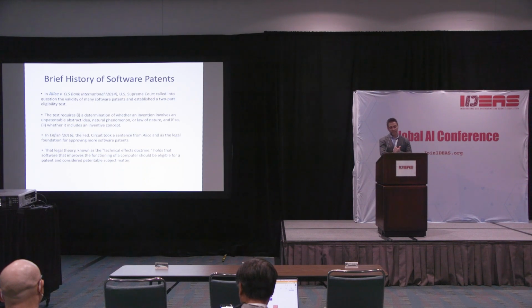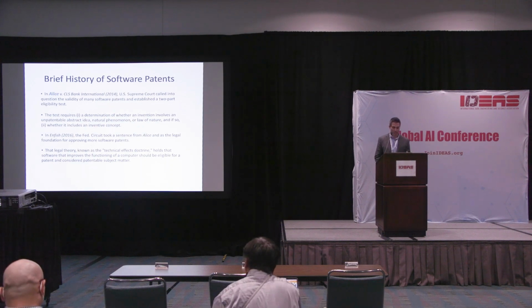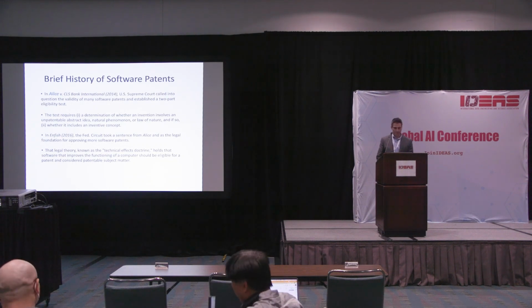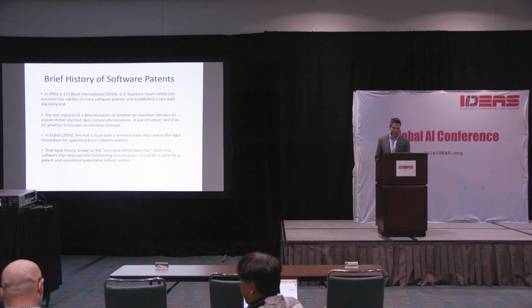But the key here was that there was a second part to this test, and it's whether the invention includes an inventive step or inventive concept, which we'll dig into further in my other slides. Now, a few years later, a federal circuit case made this a little bit easier to follow, where they came up with this technical effects doctrine, where they held that software that improves the functionality of a computer is eligible for patenting. Again, we'll discuss a little bit more about improving the functioning of a computer.